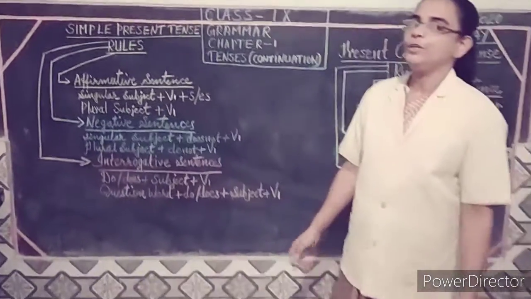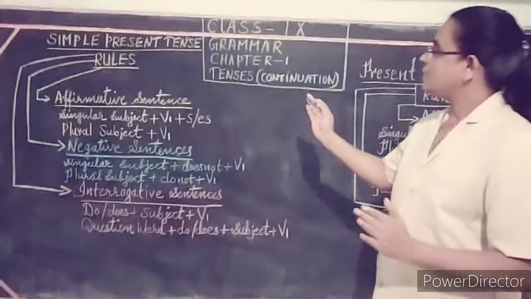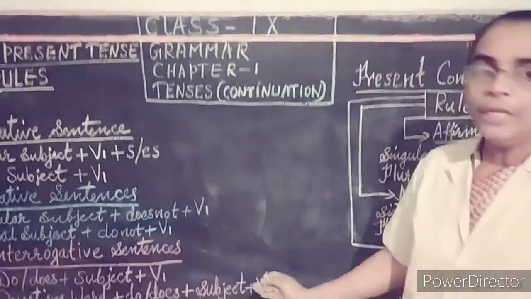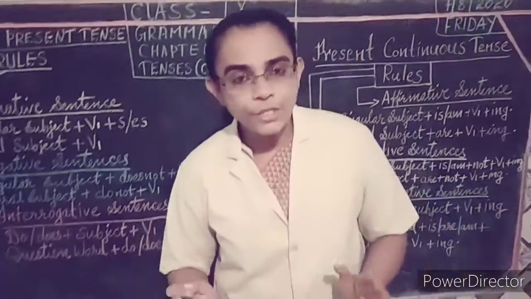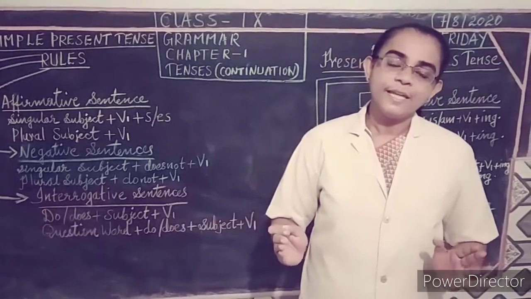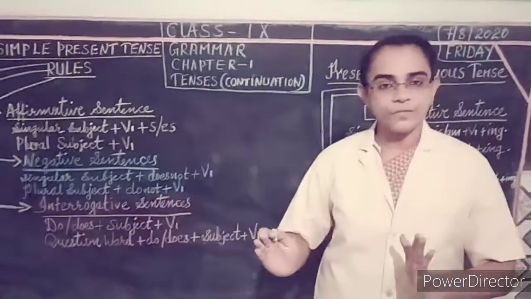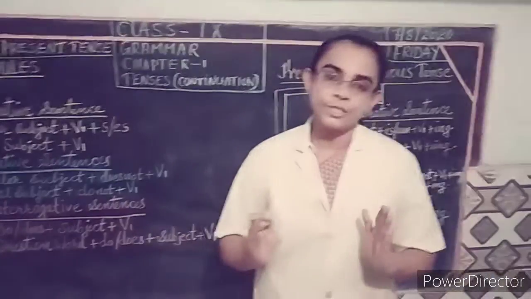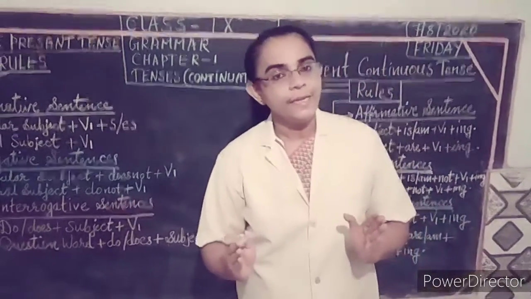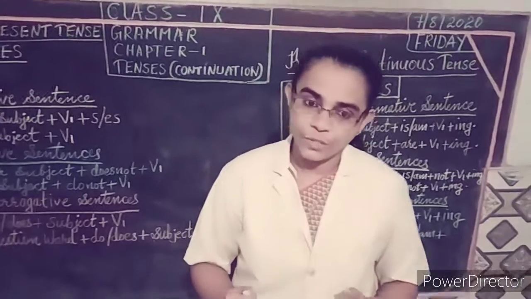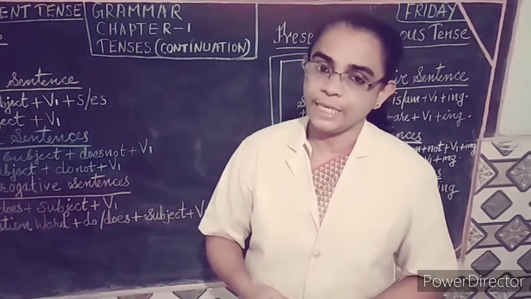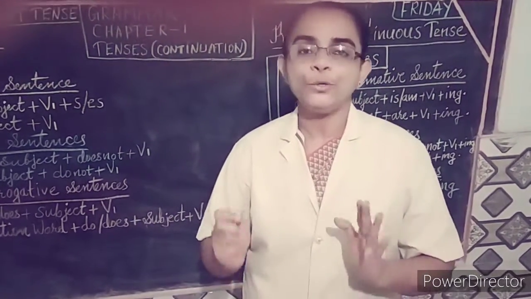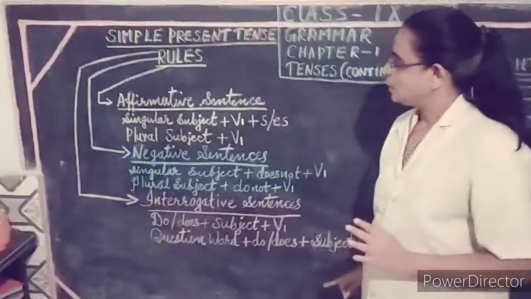Today we shall continue with the same class, with the same topic, that is chapter 1, tenses continuation. Yesterday we had understood what is a tense and its parts and classifications into parts and how to use simple present tense in our speaking and in writing. Today we shall specially see the rules for using this simple present tense.